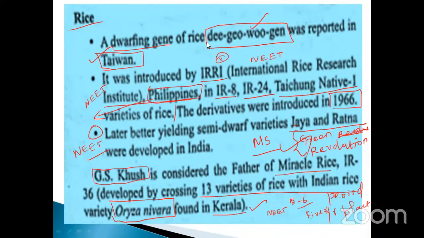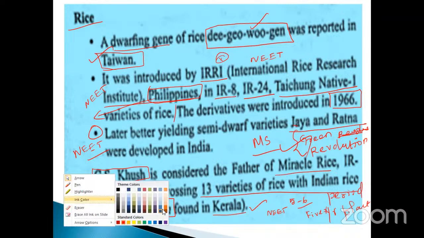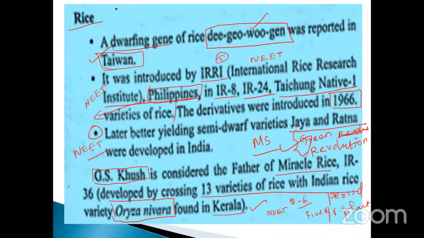Okay. The dwarfing gene of rice, Dee-geo-woo-gen gene. This is also very, very important. This is a gene, they may ask the question. This gene is isolated or reported from where? Like that they may ask the question. Taiwan. Okay, Taiwan. Don't forget, my dear. This is most important. Most important.